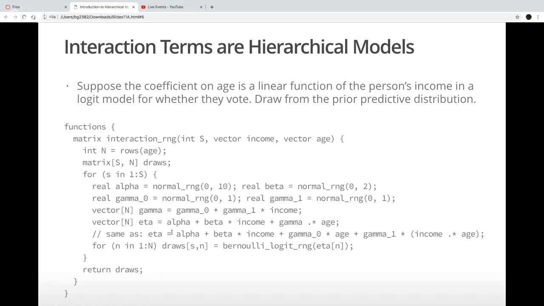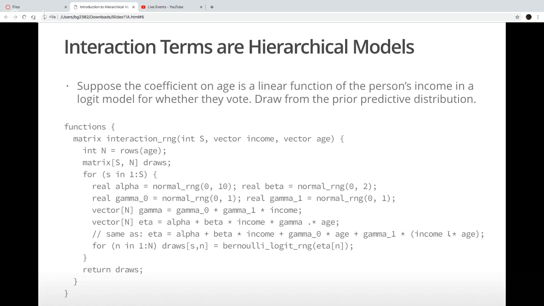Now, if you do some algebra, you can see what's asserted in this comment is true: the n values of the log odds here are the same as if I had done alpha plus beta times income plus gamma 0 times age plus gamma 1 times the product of income and age, where the product of income and age is the more conventional way of specifying an interaction term. If you just rearrange things, you can see that the two ways I've given for constructing eta, the log odds, are exactly the same for all people.